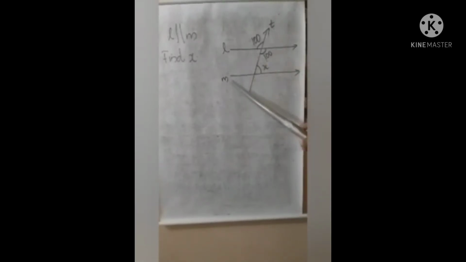Since the lines L and M are parallel, we know the interior angles on the same side of the transversal will be supplementary. That means X plus 100 should be equal to 180 degrees. From that, I can find the value of X. Or otherwise, if you are finding this angle, how can you find it? 100 plus this angle is 180. What is the reason? Linear pair. So, from that you will get this angle, and this angle and this angle are equal because they are alternate interior angles. Any concept you can apply here.